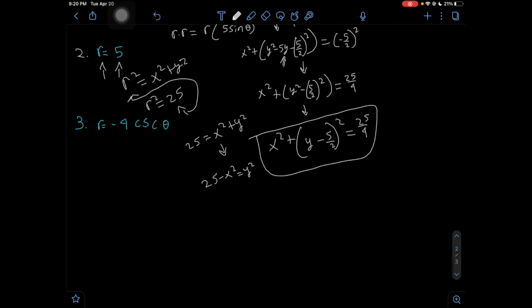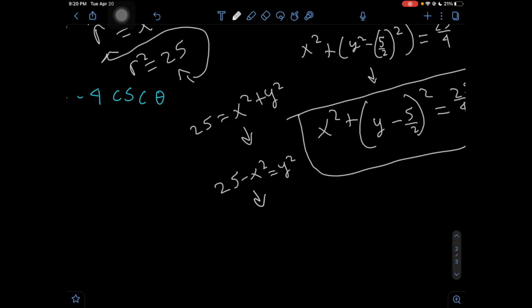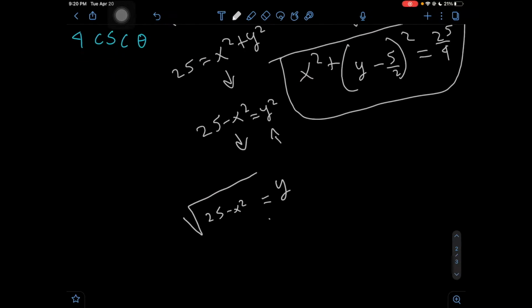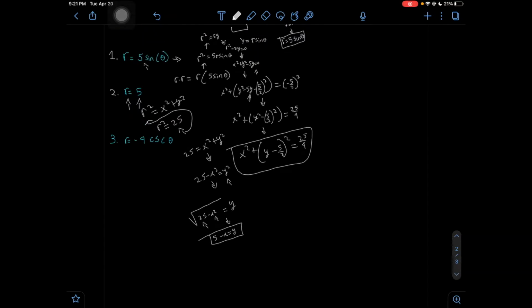Well, now the only thing we have left to do is to take the square root. So we take the square root of both sides, since we need to isolate y. So we have y equals the square root of 25 minus x squared. We know that if we take the square root of 25, we get 5, and we take the square root of x squared, we get x. So we have 5 minus x equals y, and that is our final answer for number 2.